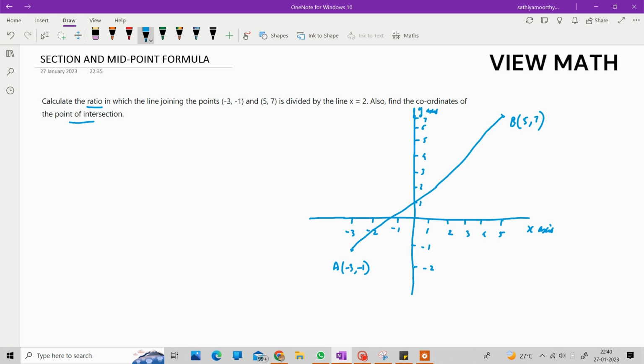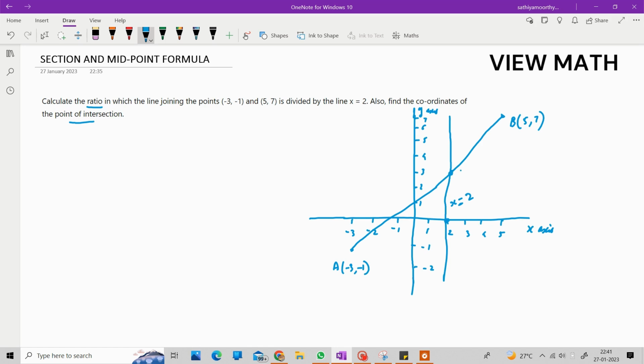Now it is being divided by the line x = 2. x = 2 means this point. At this point, if I draw a line, this is my equation of the line x = 2. So we know the end points of the line segment A and B, and this line segment is being divided by another line, that is x = 2. Now this point is the point of intersection.